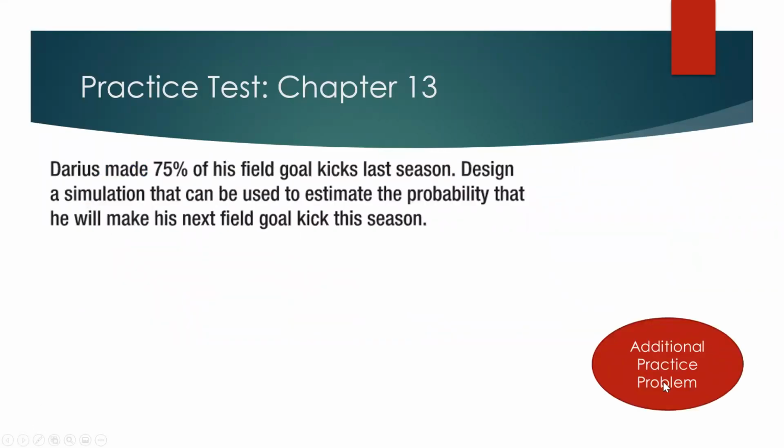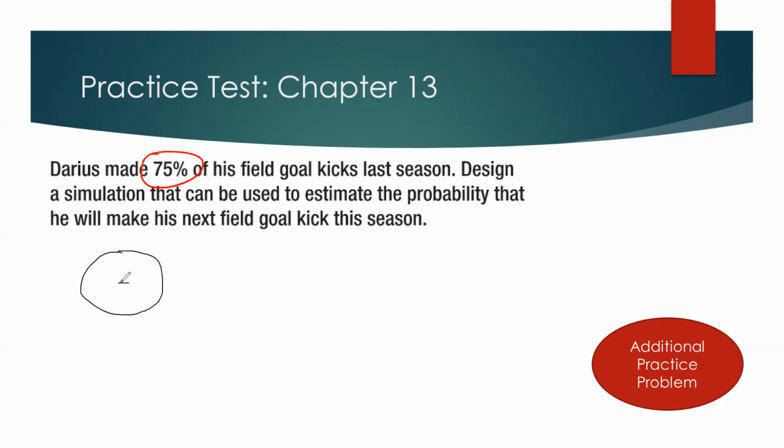So this is an additional practice problem. It says Darius made 75% of his field goal kicks last season. Design a simulation that can be used to estimate the probability that he will make his first field goal kick this season. Okay, so we need to design a simulation where there's a 75% probability of success and then a 25% probability of failure. Okay, so we can use a spinner.